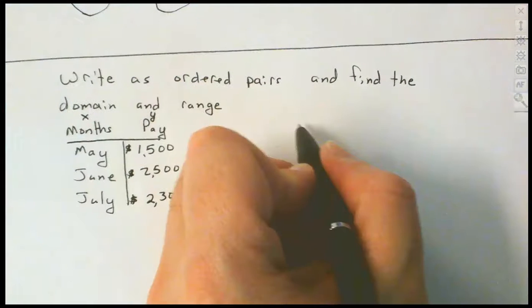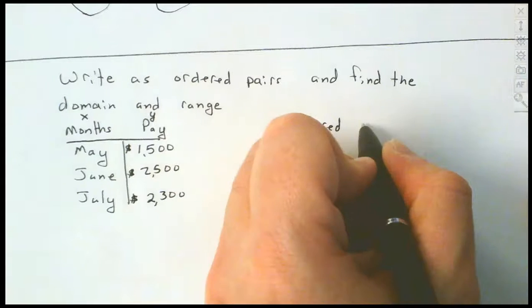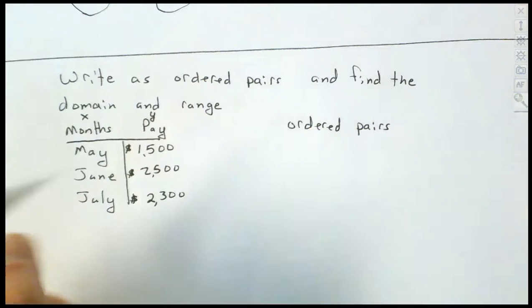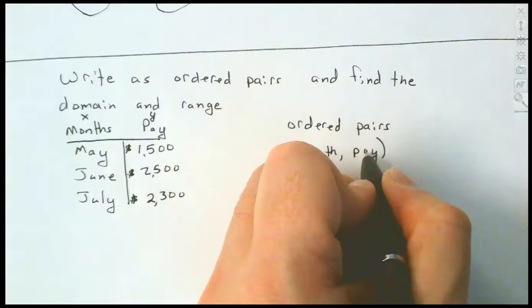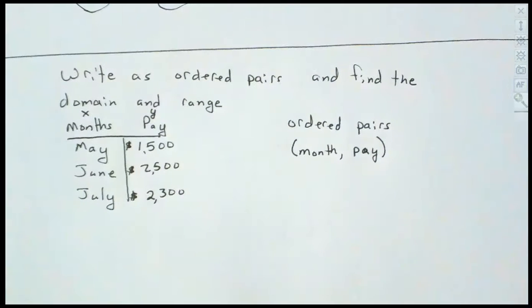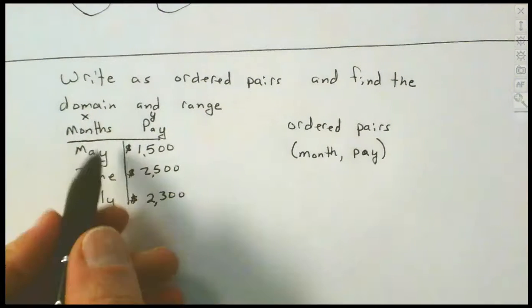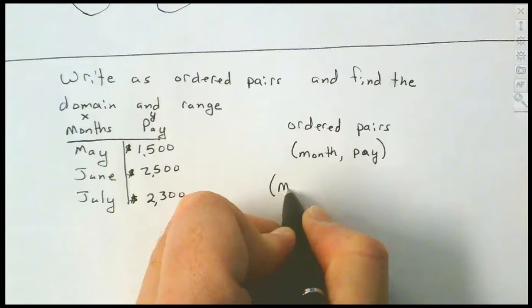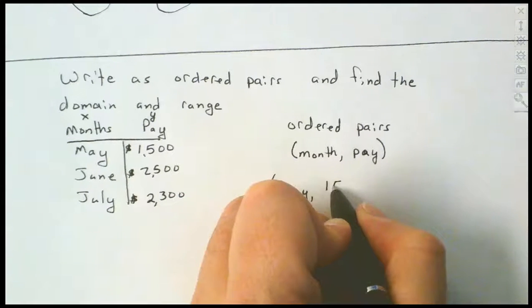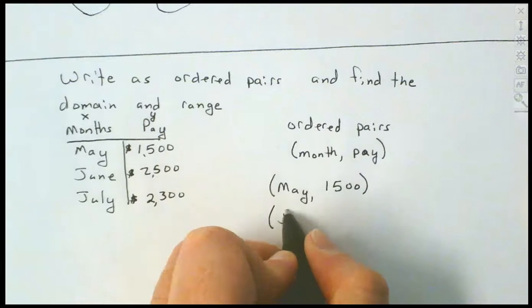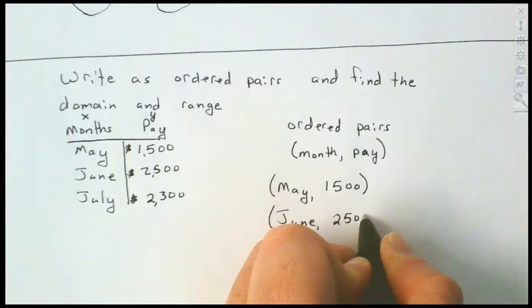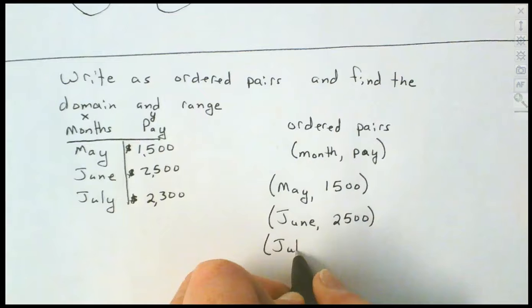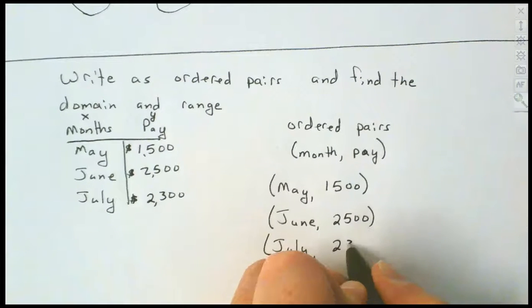Now, what would they look like as ordered pairs? Well, as ordered pairs, it would be the month followed by the pay for that month. So what would these look like as ordered pairs now? Month goes first because it's your x value. Pay is the y value. So in May, that's our x value, we got $1,500. And we have June, and what's your pay? $2,500, so that's your y value. And then we've got July, that's your x value. 2,300 would be your y value.